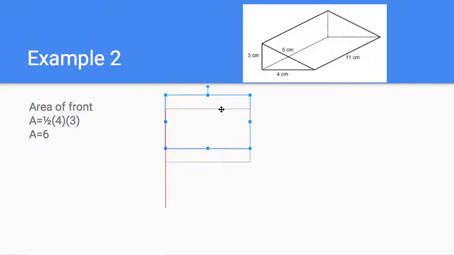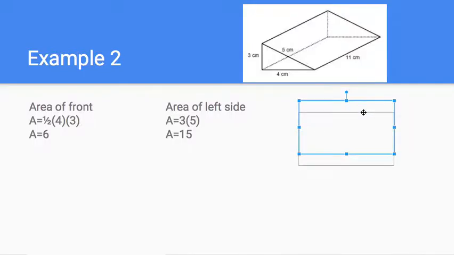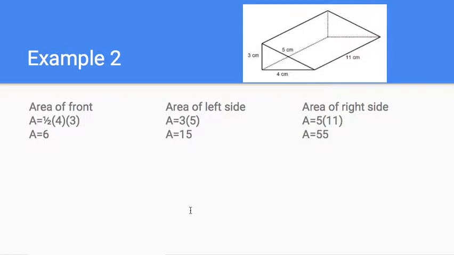Next, I want to find the area of the sides. So the left side, that's over here. That's 3 by 5. So 3 times 5 is 15 because this is a rectangle. The right side is over here. It's 11 and 5. So I do 11 times 5, that's 55.